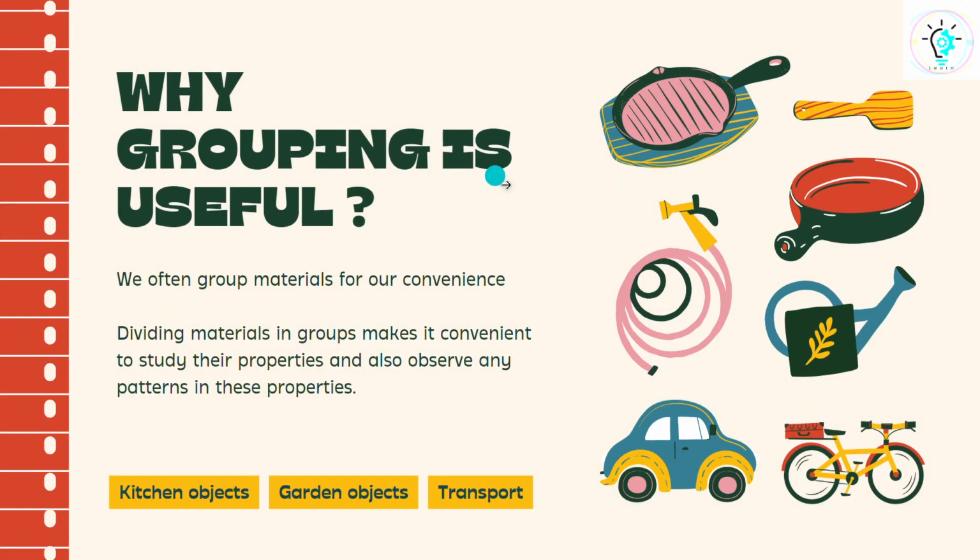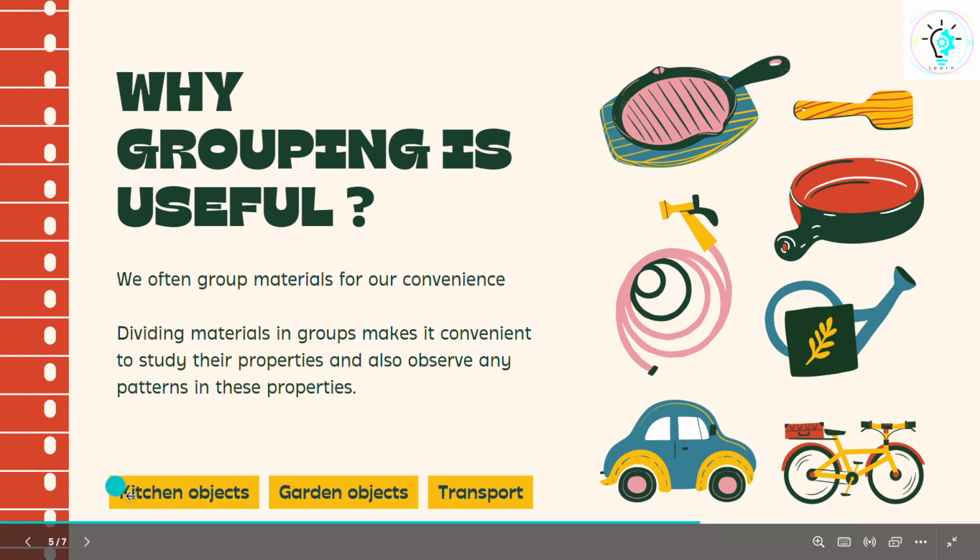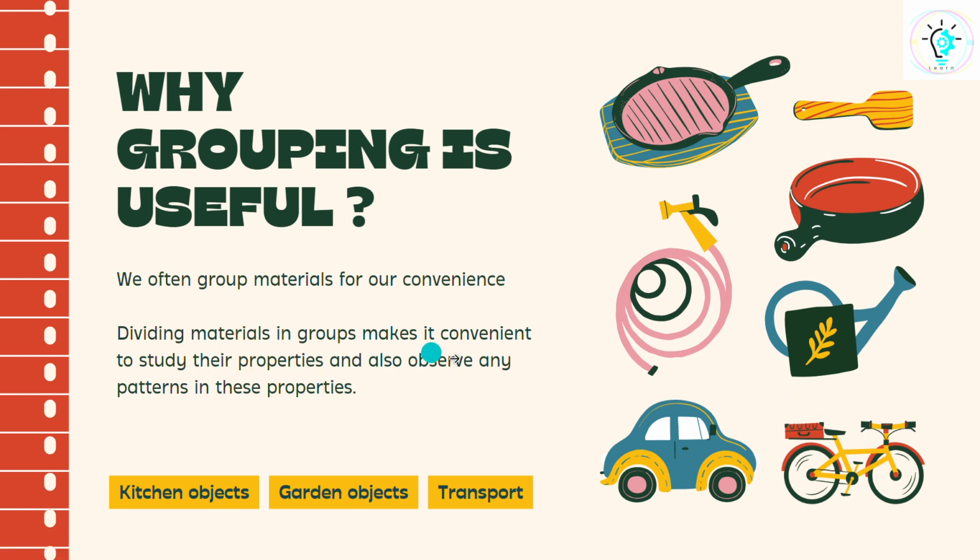Again, we'll come to why grouping of materials is essential. So we group materials for our convenience so that it is easier for us to study them and to use them. For example, we keep the kitchen items together, we keep the garden objects together, and these are the transport materials, right? So dividing the materials makes it convenient to study their properties and observe any patterns in those properties.